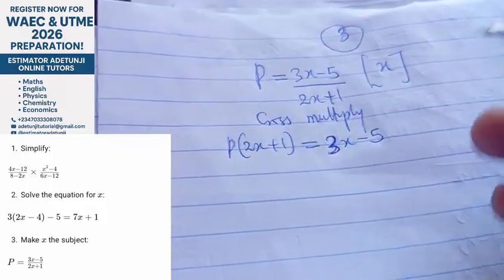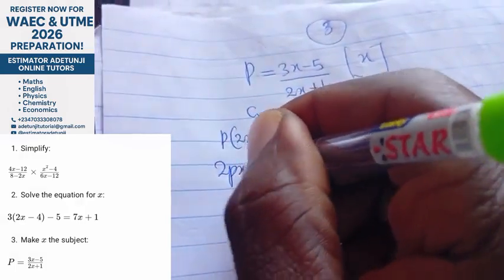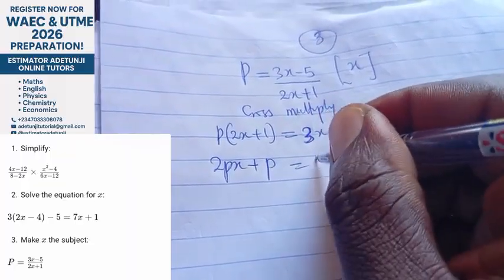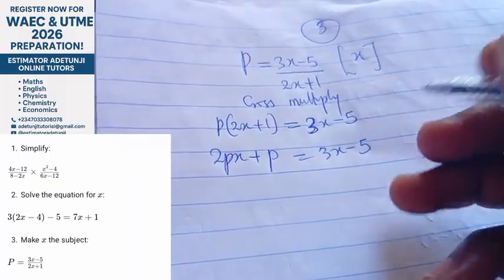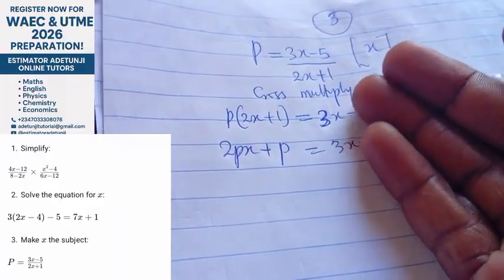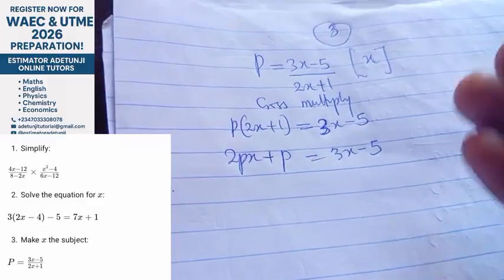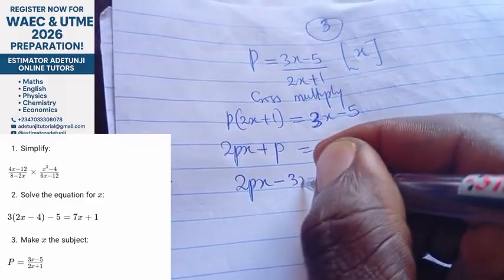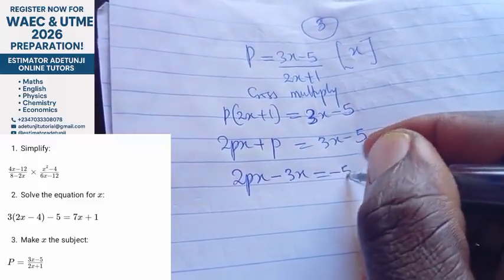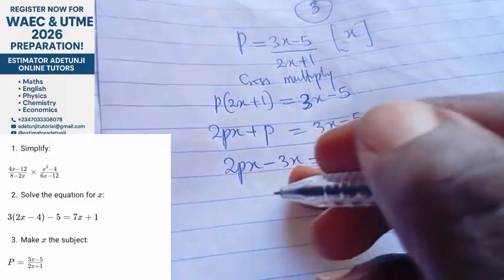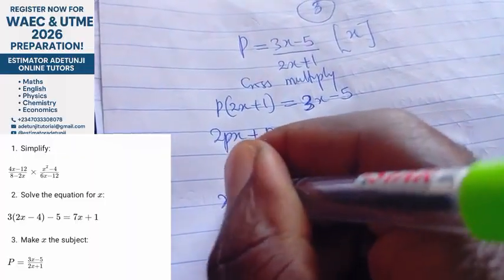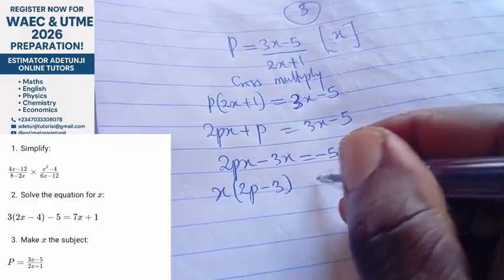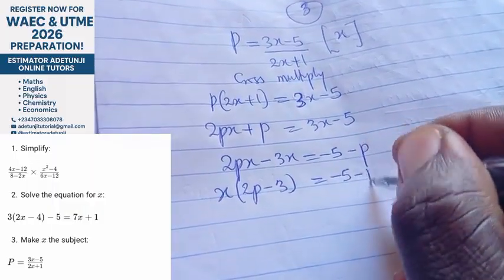So when you open the bracket, I have 2px plus p times 1 is p, are we there? So equals 3x minus 5. My focus is on x. Let me pack all the family of x to this side and the other ones on the other side. So I have 2px minus 3x equals negative 5 minus p. Now x is common, I can factorize x here. I have x times 2p minus 3 equals minus 5 minus p.